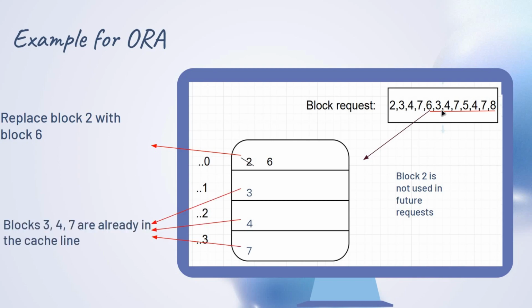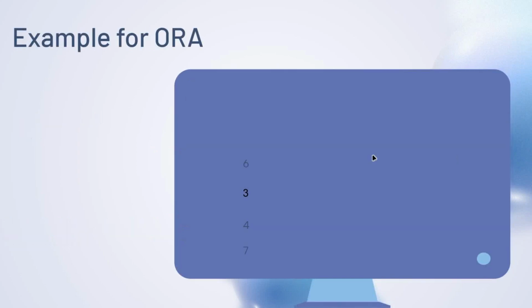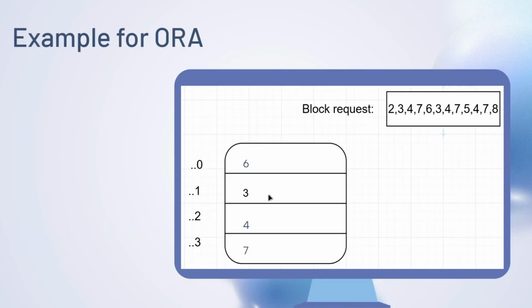And if you continue to blocks 3, 4, and 7, we can see that they already appear in the page line, in the main memory. So we don't need to replace or do anything about blocks 3, 4, and 7. And now this is the main memory at present after replacing block number 2 with block number 6.